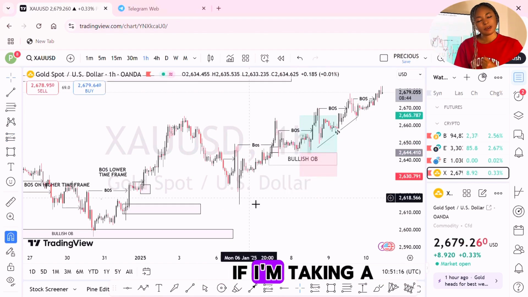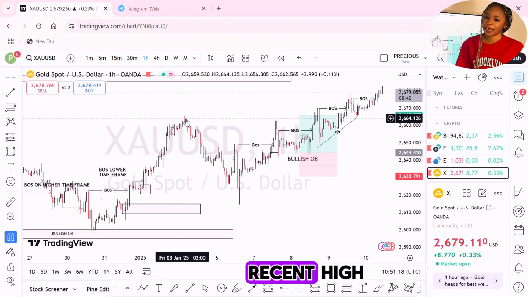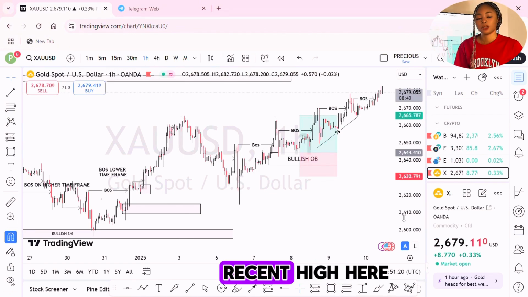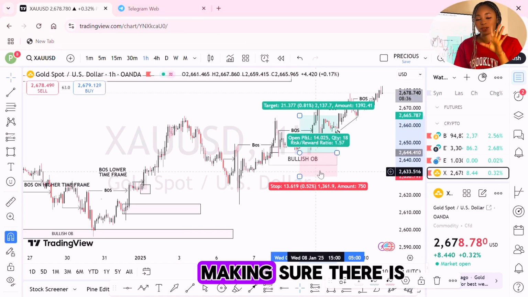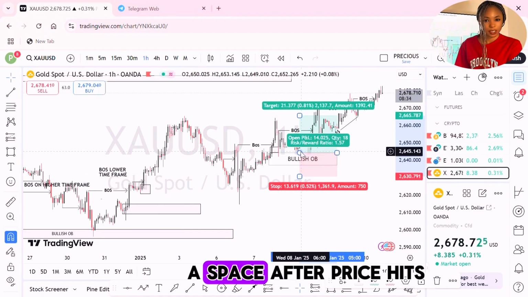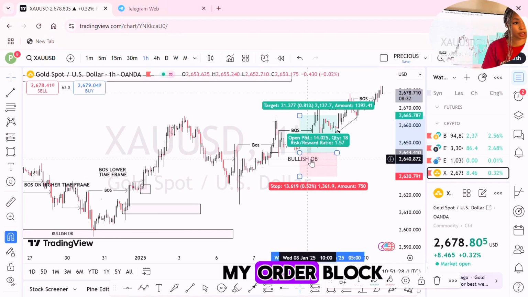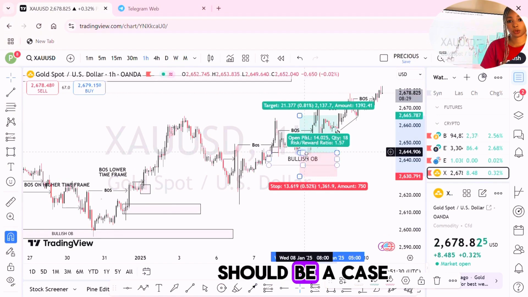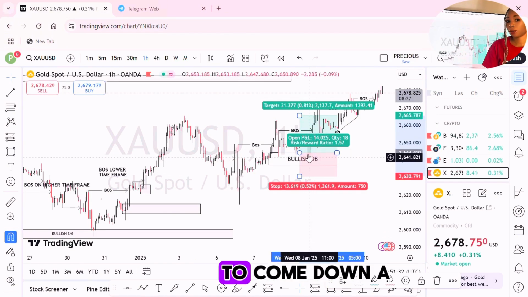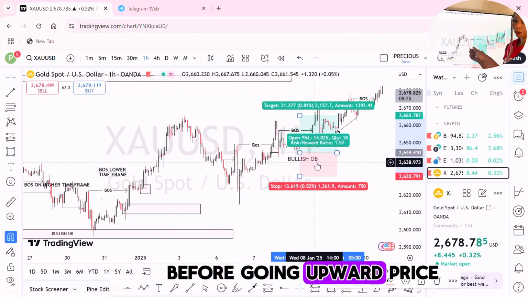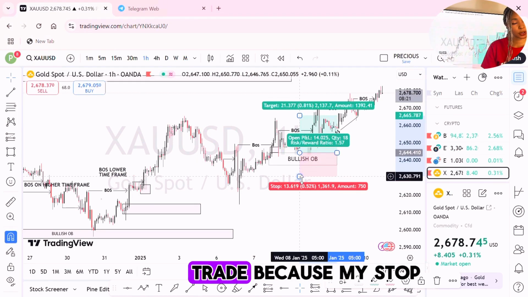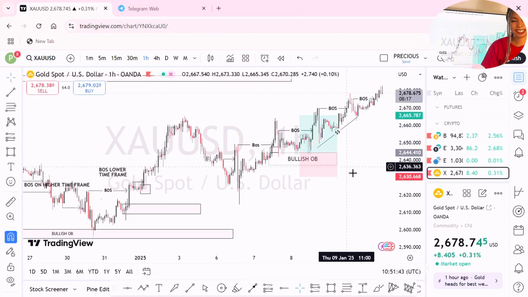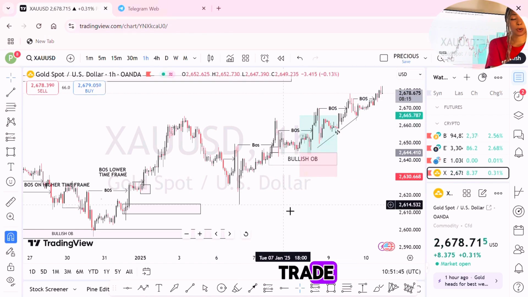If I'm taking a trade, I'm targeting the recent high. So this is the recent high here. And then I'm making sure there is a space after price hits my order block. It should be a case where price is trying to come down a little bit before going upward. Price won't take me out. I'm still in the trade because my stop loss is here. So this is how I take a trade.